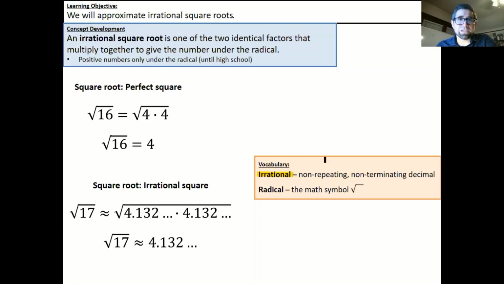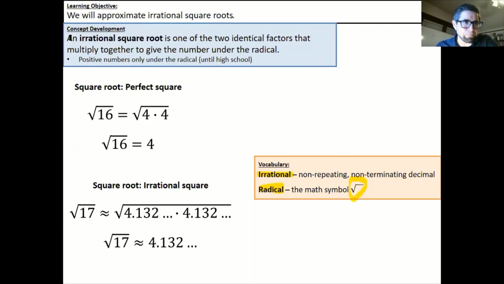Now, another word that we need to know is radical. So down here, you'll see we have a radical. Now, the word radical actually refers to this symbol right here. So this symbol is called the radical symbol. So when I say radical, I mean that actual symbol itself, and then I'll talk about what that symbol tells you to do.